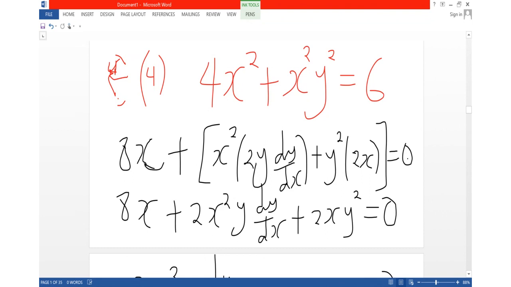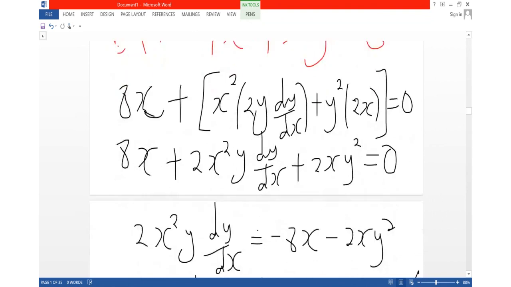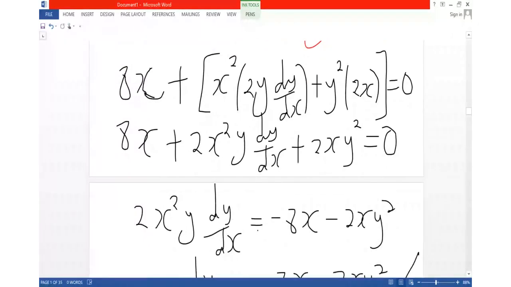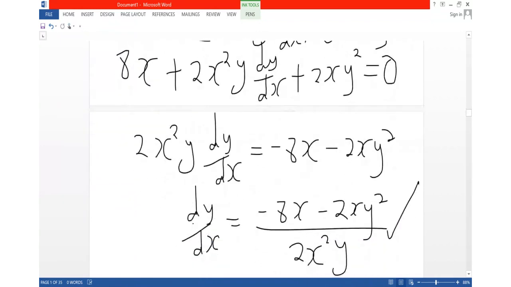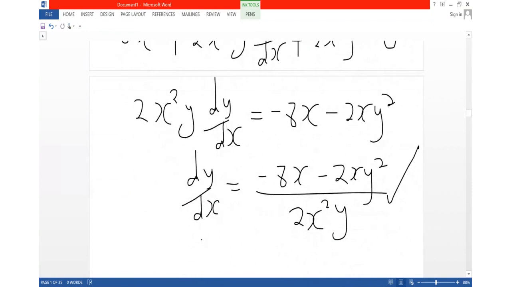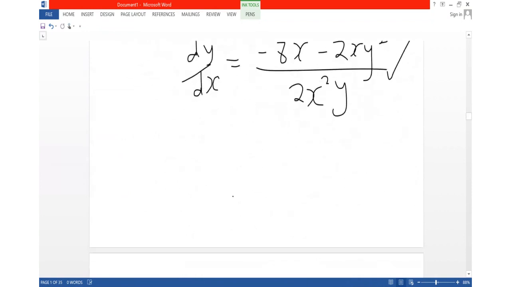We open up the brackets, this is what we got. Then we brought like terms together. So the function that has dy/dx remains on the left hand side. Then the other functions, all of them go to the right hand side. Then we made dy/dx the subject of the formula by just dividing. Number 5.